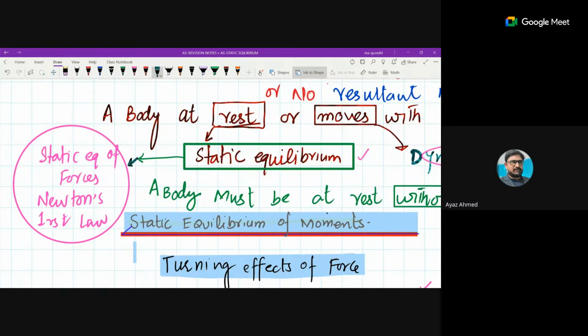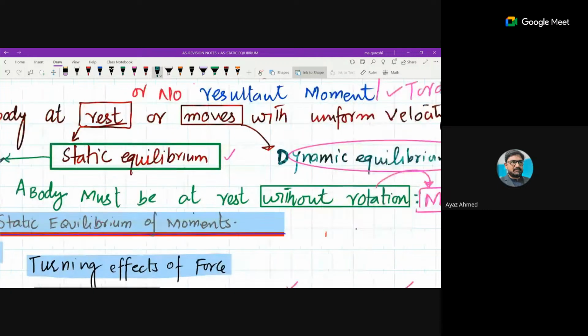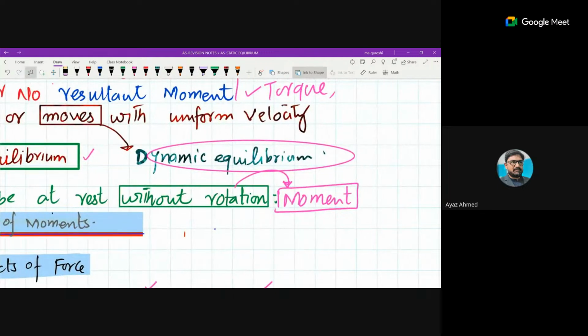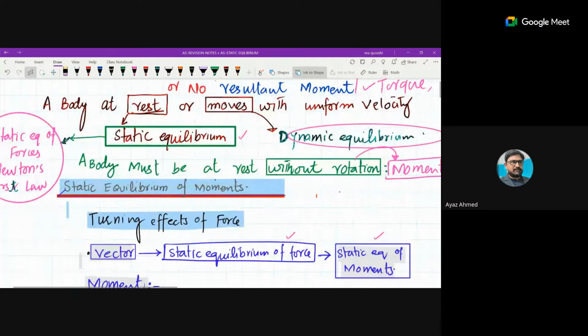One of them is static equilibrium of forces, where we deal with Newton's first law of motion: a body will be at rest if there is no resultant force acting on it. Dynamic equilibrium is related to the motion of the body. We have studied that. If a body is in equilibrium, it will move with a constant velocity. And then I put one statement here: a body must be at rest without rotation. This rotation topic is actually the moment we are going to discuss today.